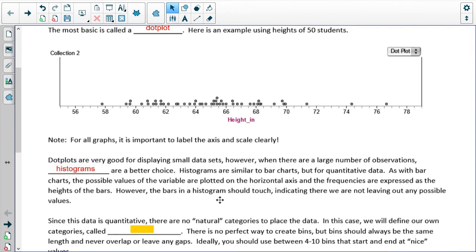And so a histogram is something that works out pretty well. Histograms are similar to bar charts, but we do that for quantitative data. So histograms are for quantitative data. And what we want to do is we want the values plotted on the horizontal axis and the frequencies as heights. The bars in a histogram should touch, which indicates that we're not leaving out any possible values.